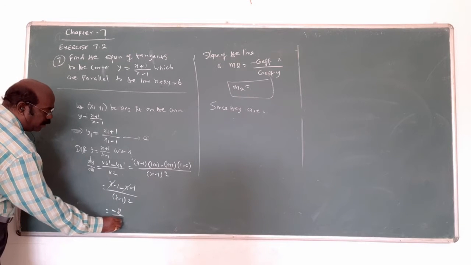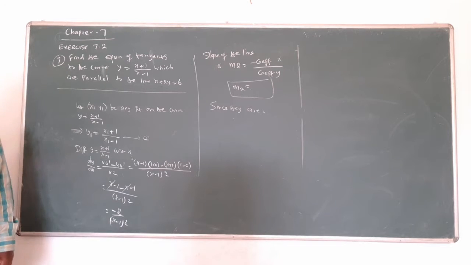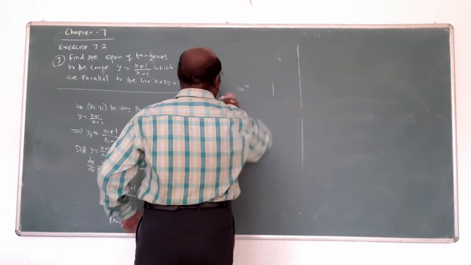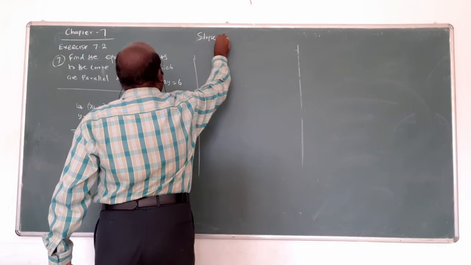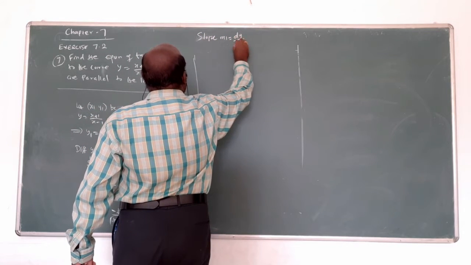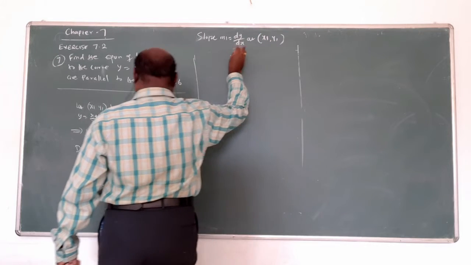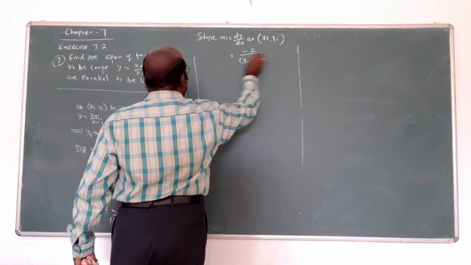Minus 2 by (x minus 1) whole square. This is actually the differentiation of 1 minus 1 plus x plus 1 by x minus 1. The first one is over. Now substitute the point. So m1 equal to dy by dx at (x1, y1), which is minus 2 by (x1 minus 1) whole square. This is m1.